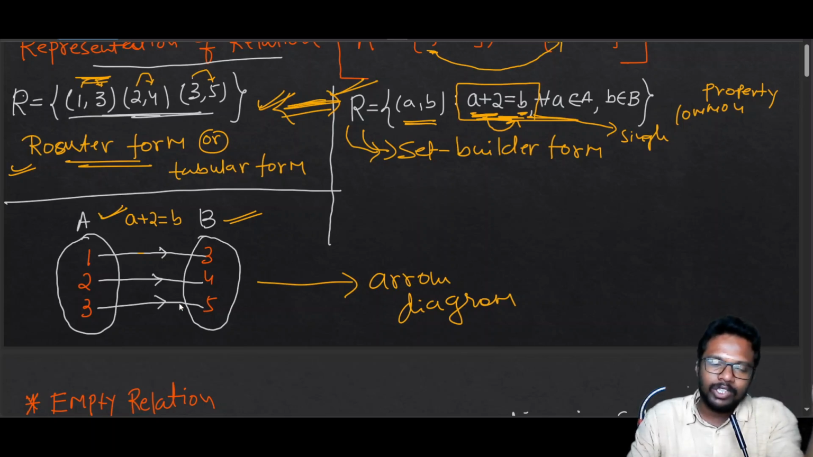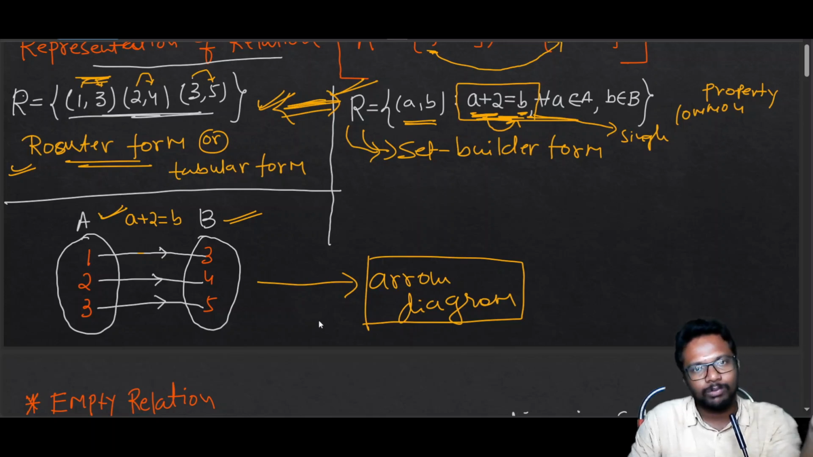3 is related to 5, we are representing an arrow mark for 3 to 4 by representing this relation using arrows. So we call it an arrow diagram. So we have 3 forms to represent a relation: roster form, set builder form, arrow form. These three are also important to understand types of relation.